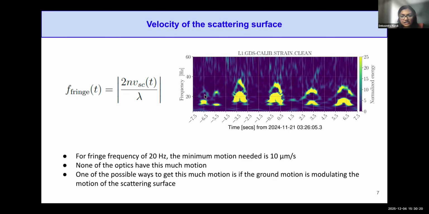As we can see, all these arches have a peak frequency around 20 hertz, which means that we need to have at least a 10 micrometer per second velocity to create this noise. But this is a lot of motion, and we have checked and verified that none of the mirrors inside the detector have this much motion. So the only possible way to get this much motion is from the ground, if the scattering surface is directly being modulated by the ground motion.